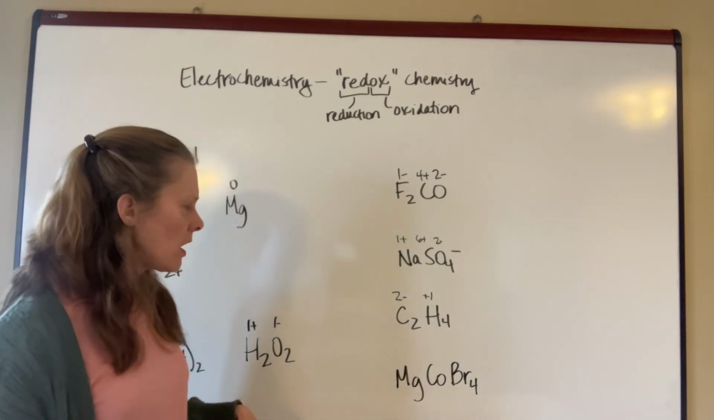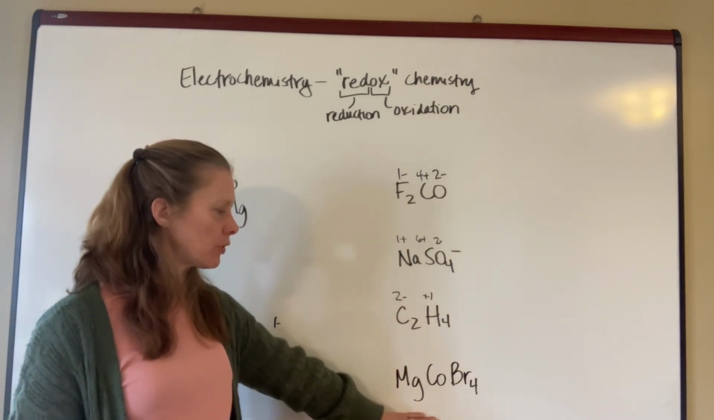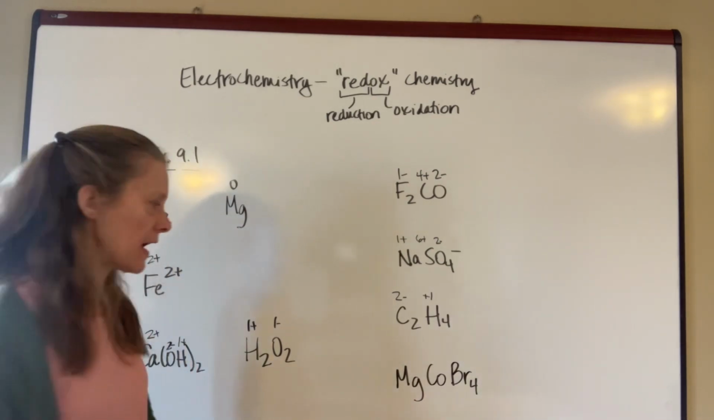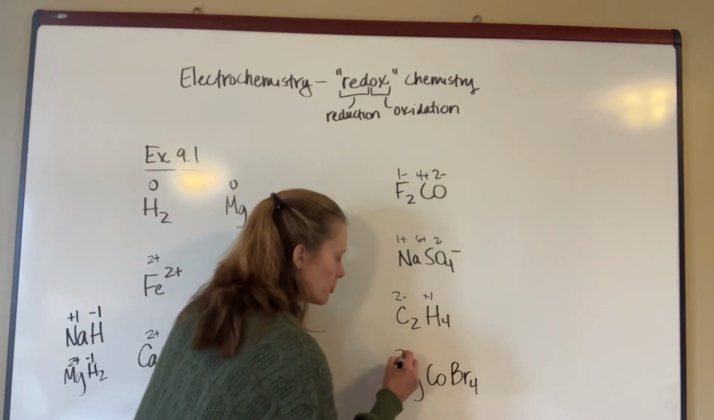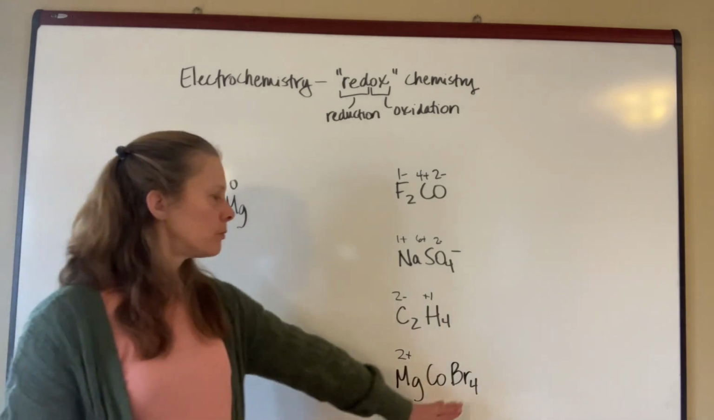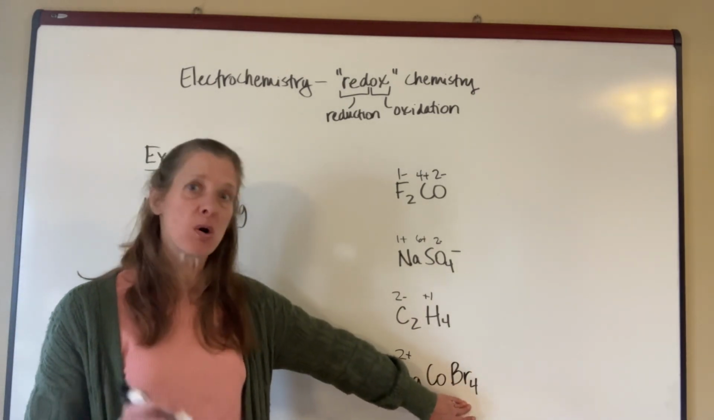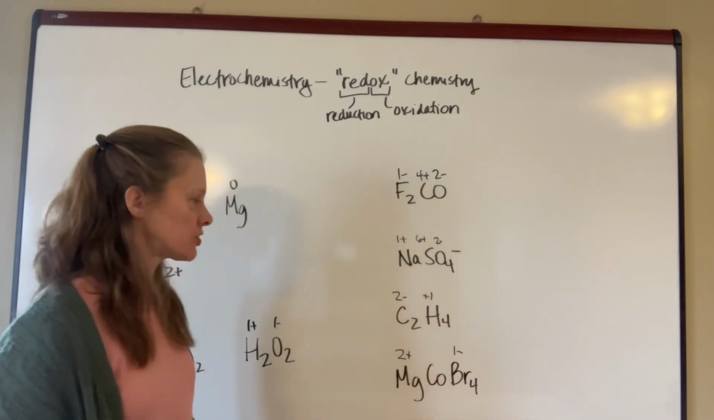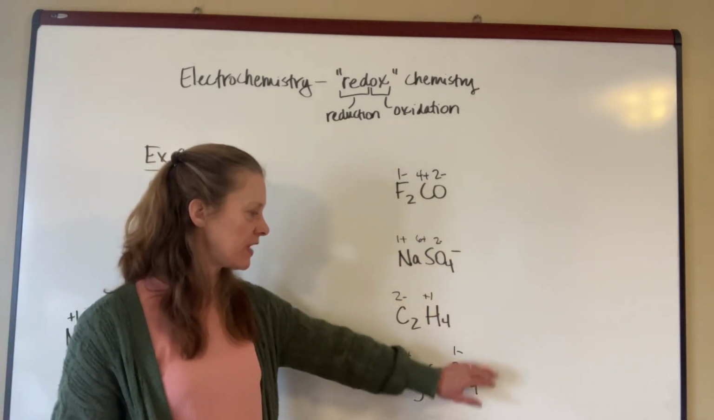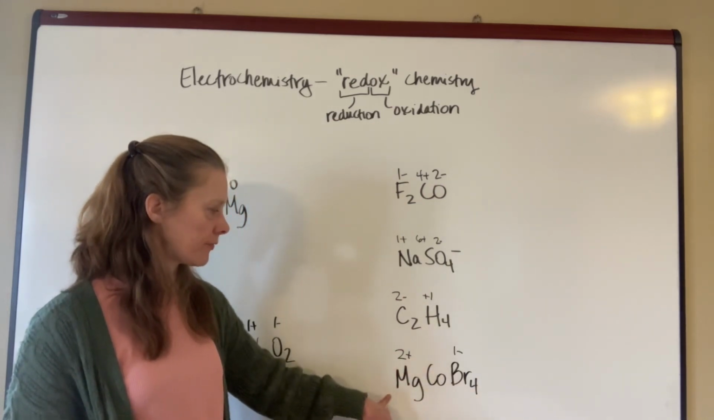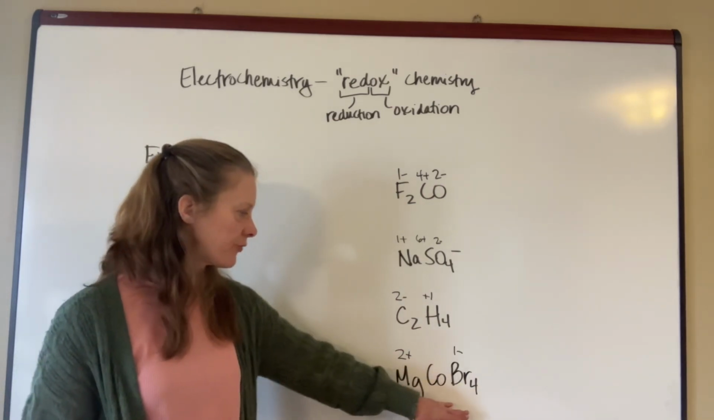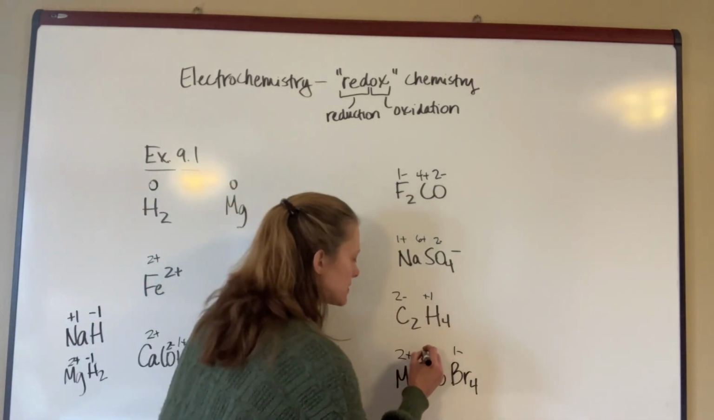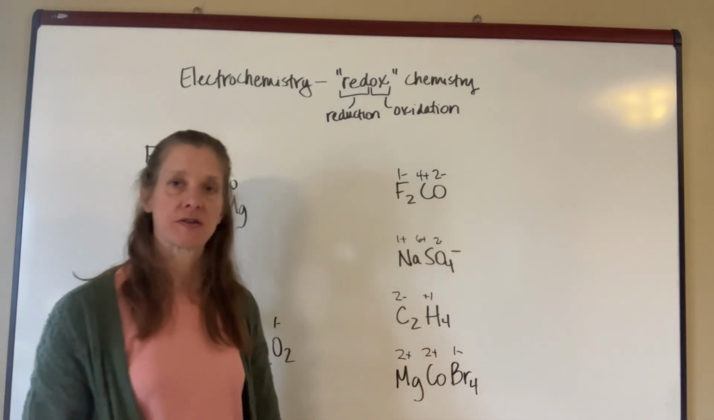Finally, we'll go down here and check this one out. Magnesium, being in the 2A column, is going to have an oxidation number of +2. Bromine can change, but most often it's going to have an oxidation number of -1. So what does that leave me? Well, I got a total of -4 here and a total of +2 here. So -4 plus +2 is -2. So that means the cobalt is going to have to contribute a +2.